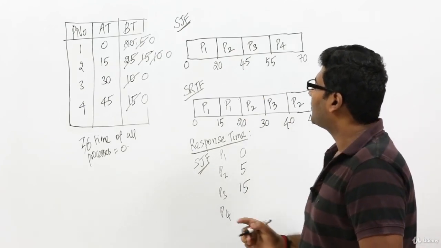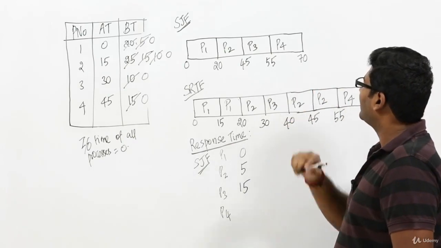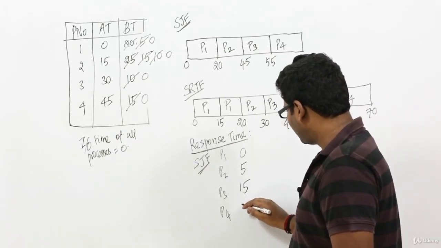Similarly, process P4 came to the RAM at time unit 45 and it got the CPU at time unit 55, so its initial waiting time is 10.